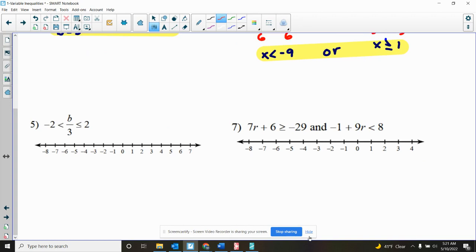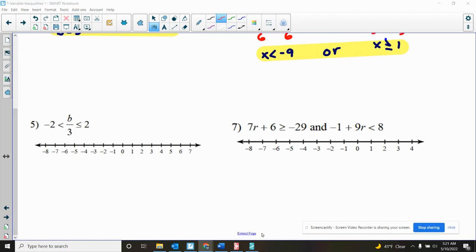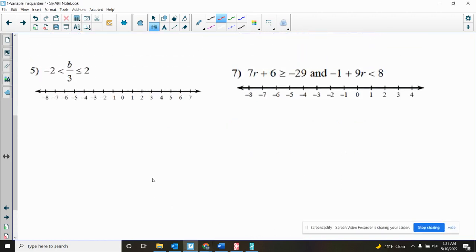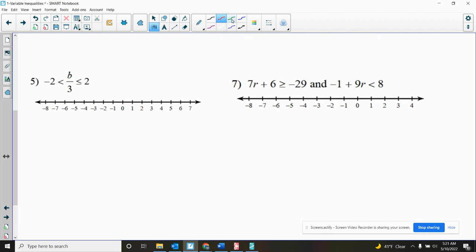All right, now some and compound inequalities. Let's see what we got. Now notice the and comes in 2 varieties. This one, I actually kind of like this one because it saves us some time in the long run. All right, I want to get b by itself, so we've got to multiply by 3, but we've got to do that everywhere. So in the front, in the middle, and in the back.